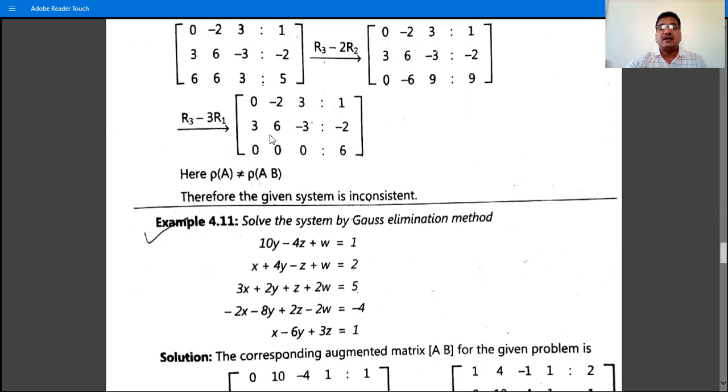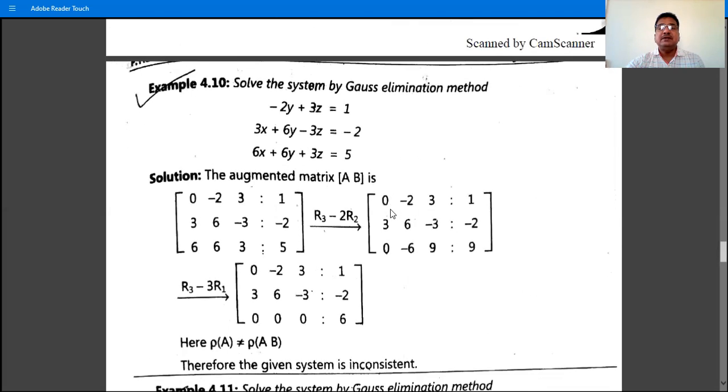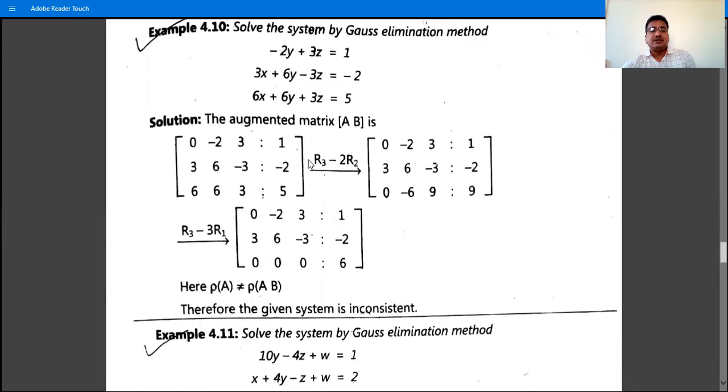So in this case, rank of A is 2, rank of AB is 3, and so rank of A is not equal to rank of AB, and therefore the given system is inconsistent. Means the given system has no solution. The given system has 0 solutions.